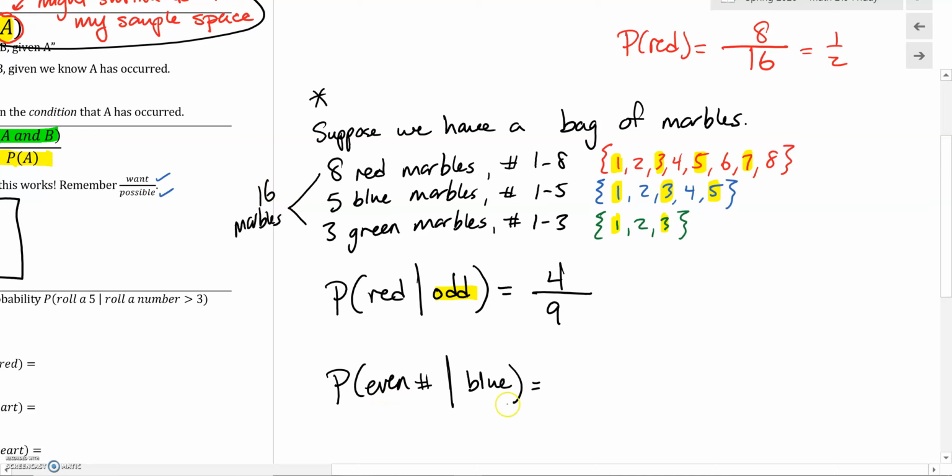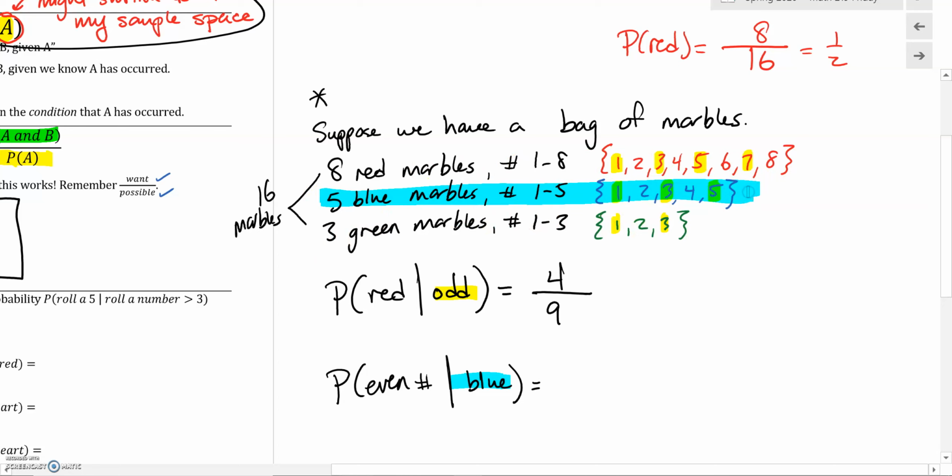But this is a little different. This is saying, okay, I reached in the bucket, I pulled out a marble, and it's blue. The marble is blue. So in other words, I don't care about the red marbles. I don't care about the green marbles. My sample space has shrunk down to this.